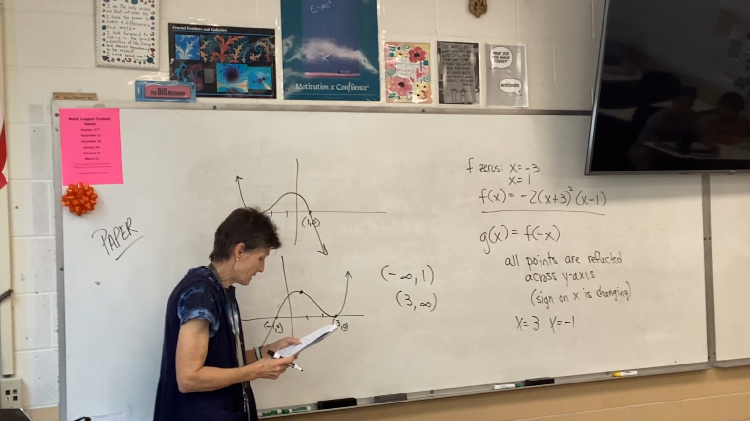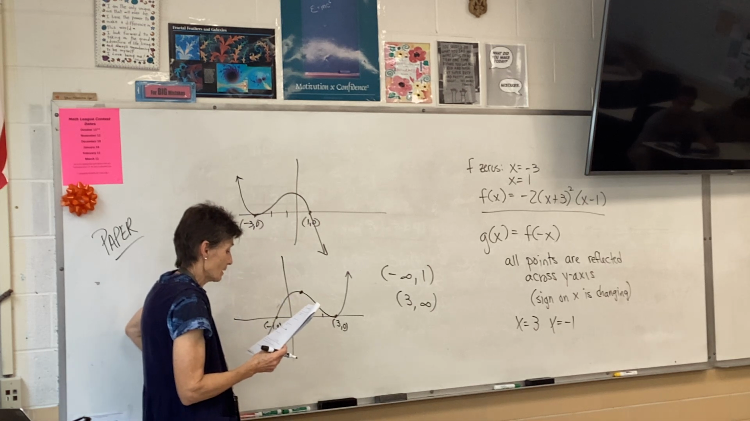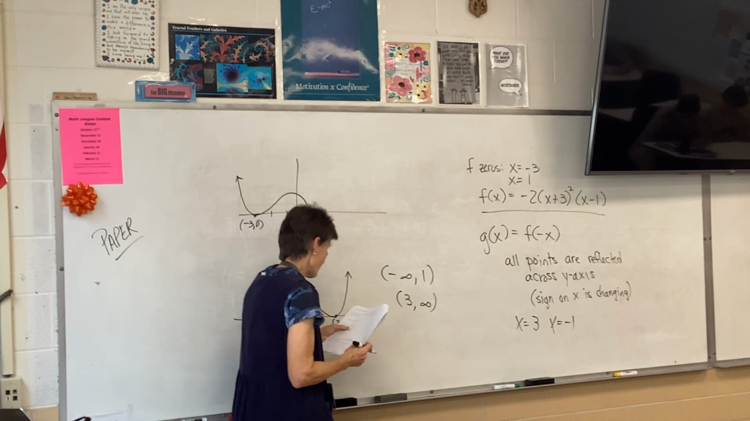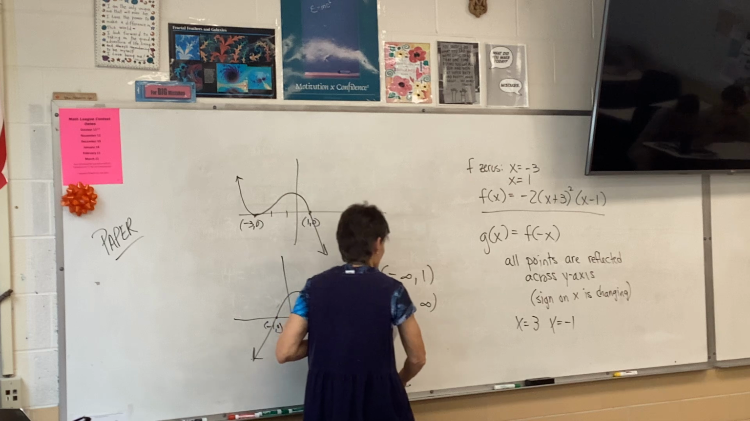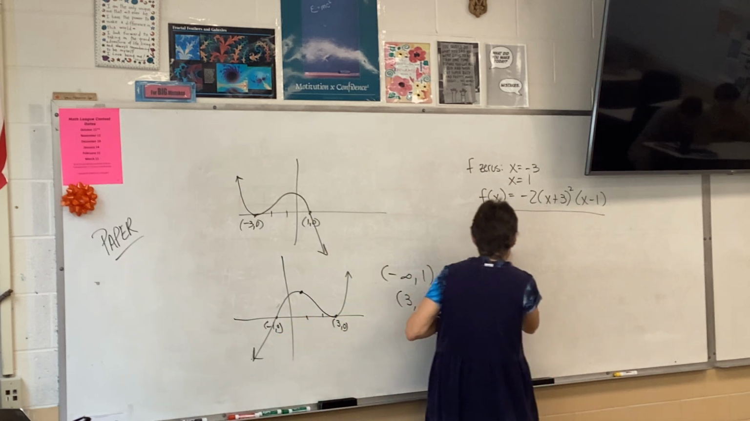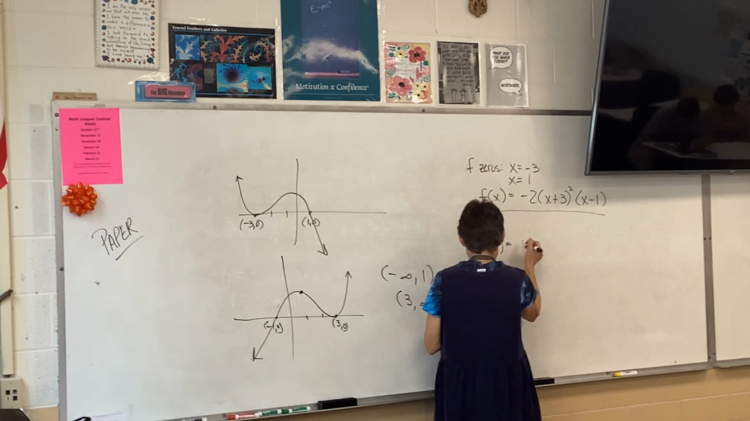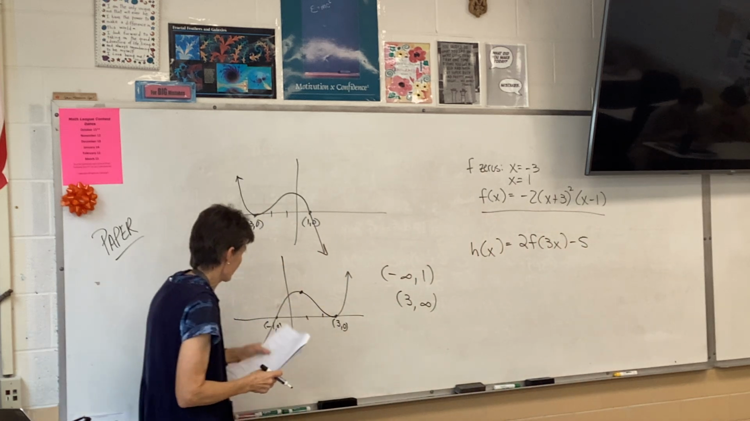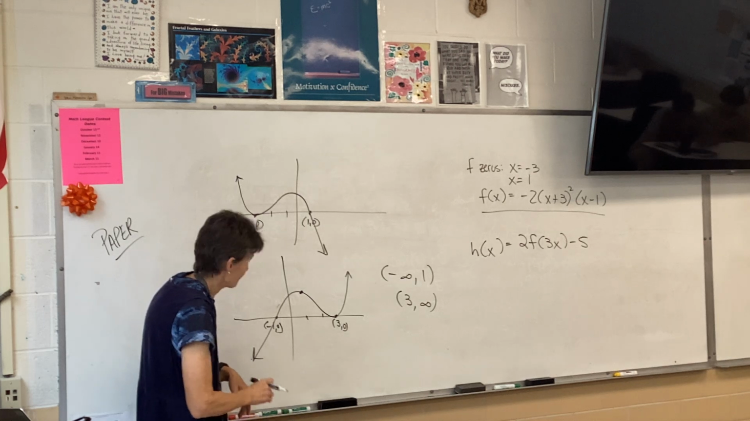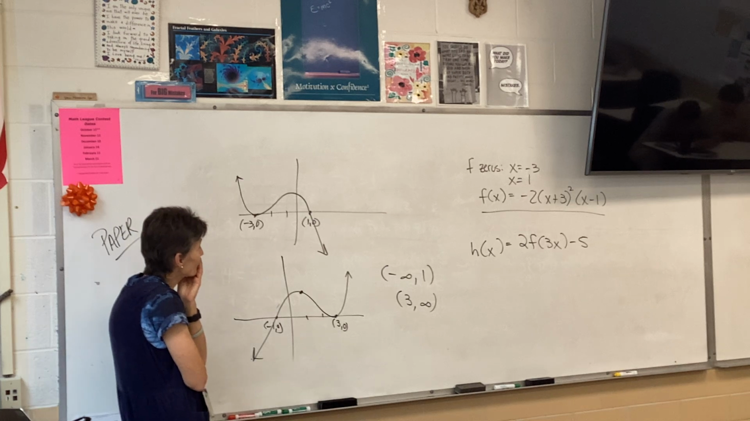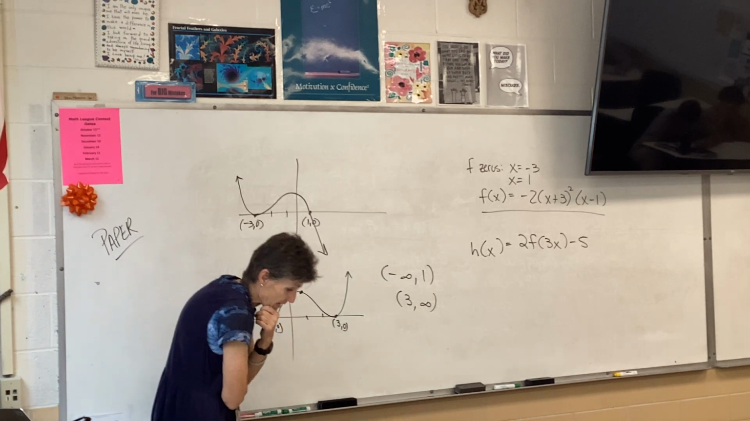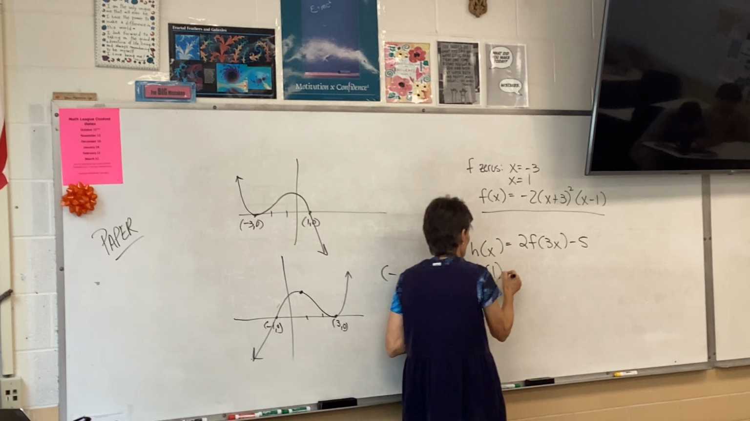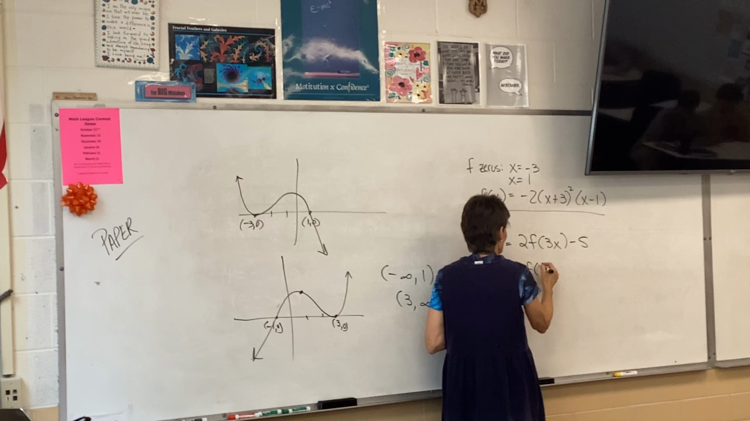Okay, all right, where am I now? Example 6. Let H, okay, I think I'm using the same function, am I? I think I'm using the same function. So now H is 2f of 3x minus 5. What do I want to know? Find H of 1. Well, that shouldn't be too bad. H of 1 will be 2f of 3 minus 5.